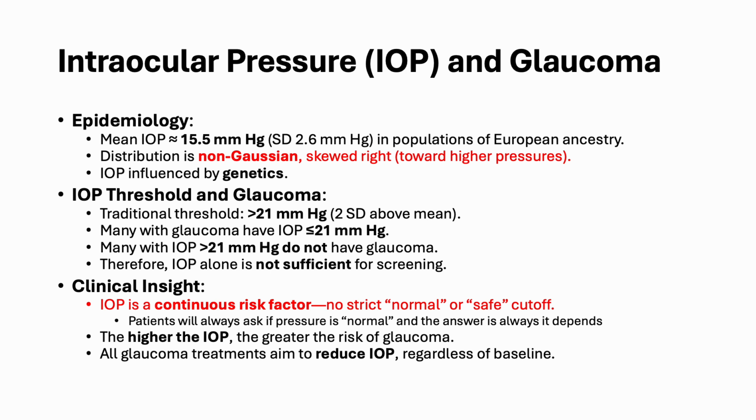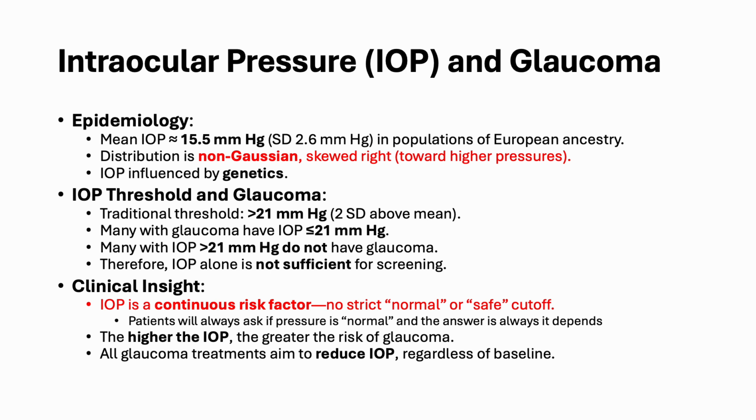In individuals of European ancestry, the average IOP is about 15.5 millimeters of mercury, with a standard deviation of 2.6. But this distribution isn't normal. It's non-Gaussian and skewed to the right, meaning that more people have pressures higher than average. To remember this, just think pressure rises to the right. The right skewed tail reflects those elevated IOP values that increase glaucoma risk. Genetics also play a role, influencing baseline IOP across individuals and populations.